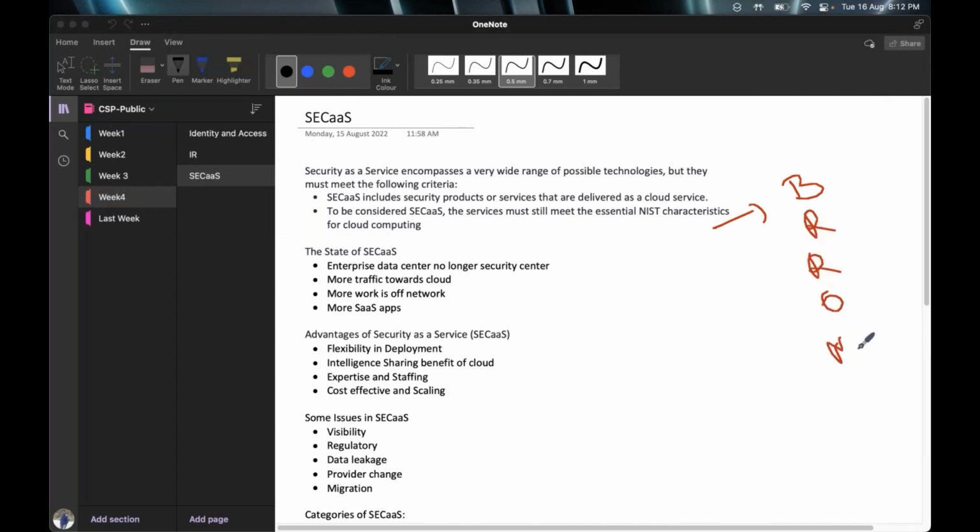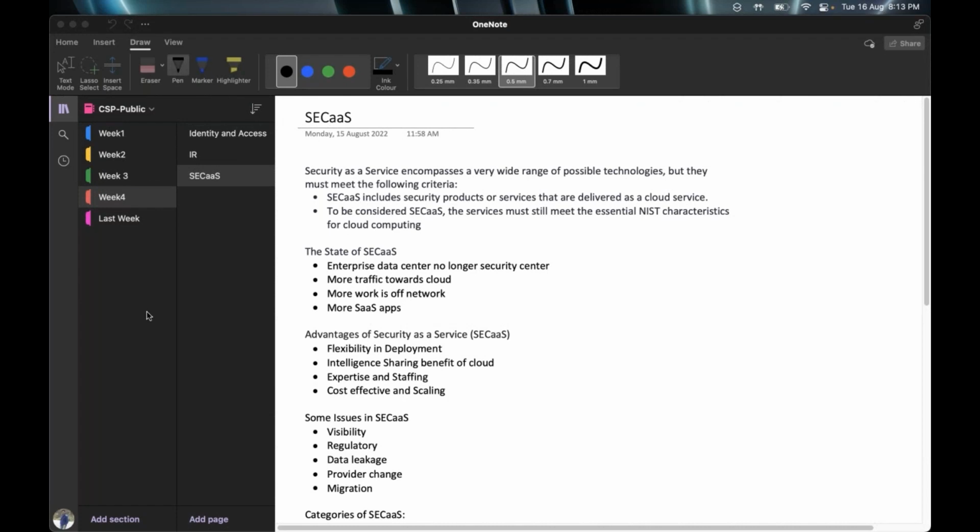Right, this was the list that was going over here. So the service which is providing this should meet them, otherwise it will not be considered a cloud service over here.